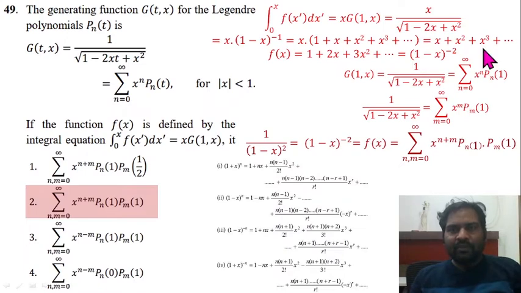By multiplying these two equations, you will get 1 upon (1 minus x) whole square, that is 1 minus x raised to power minus 2, equal to f(x), and the right hand side equal to x raised to power n plus m plus n plus 1 and m plus 1. So this is your correct answer.